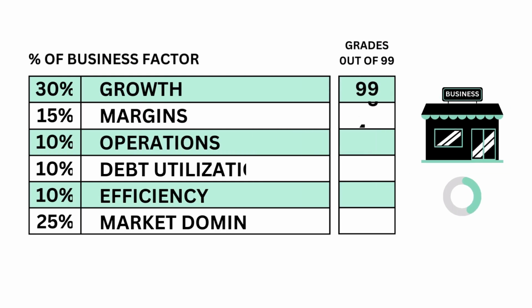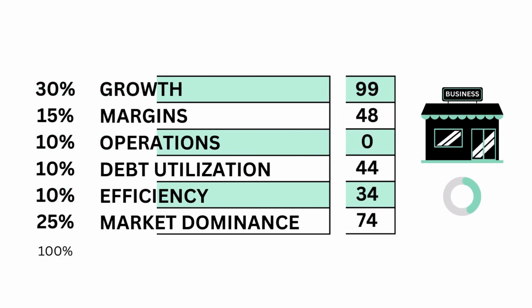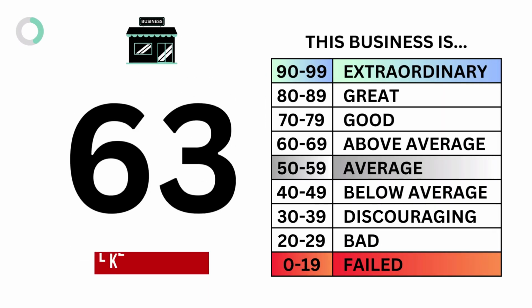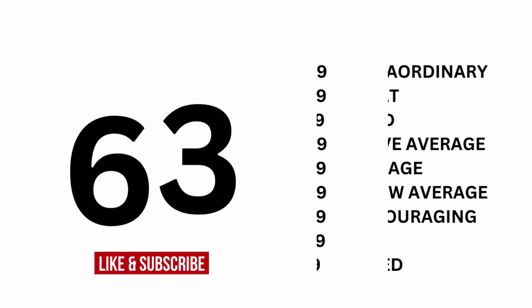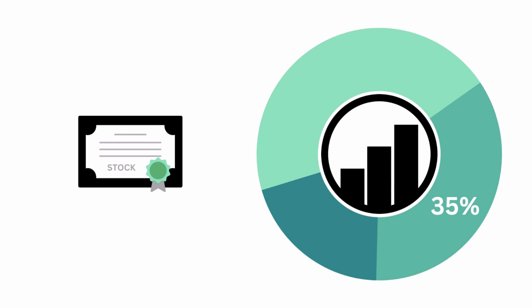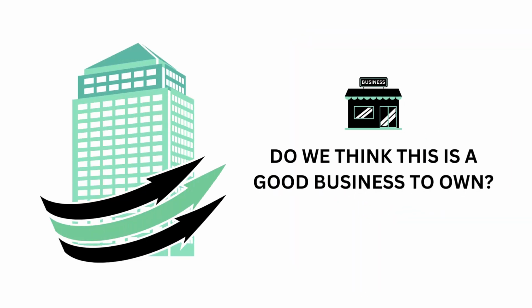To recap, here's the 6 metric grades. And when we put them together, we get our business grade. Let's then look at the stock. The stock factor accounts for 35% of the analysis. The stock asks the question, will the company's stock perform well enough in the future to justify an investment?